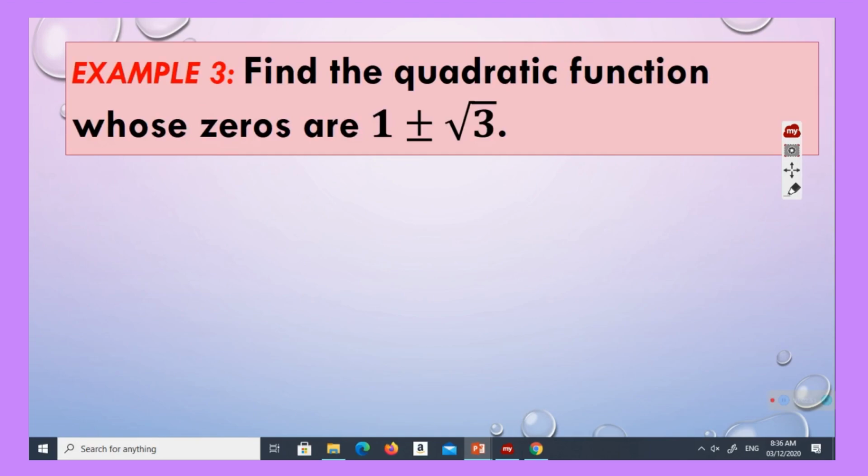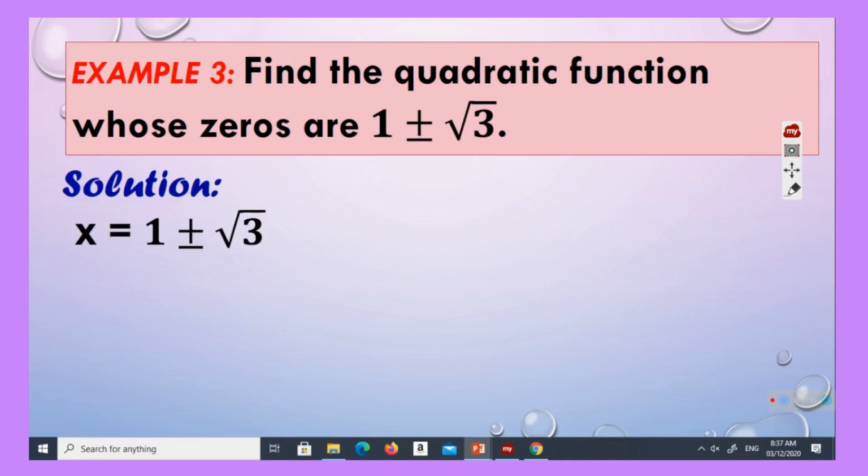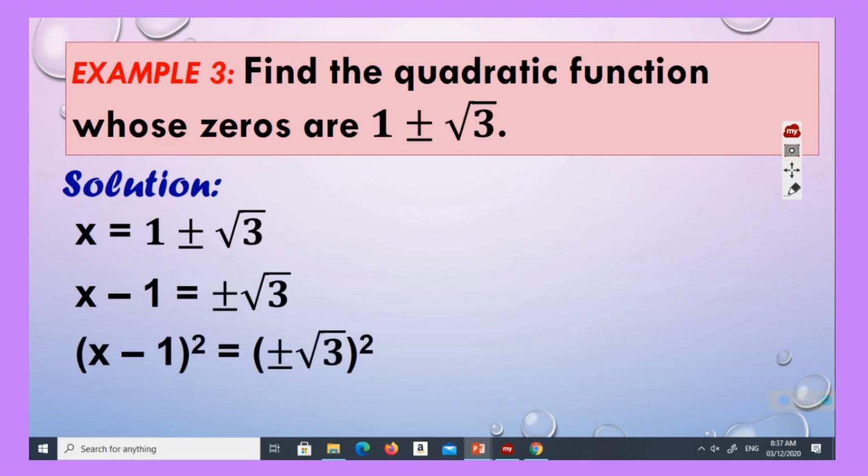Okay, next example 3. Find the quadratic function whose zeros are 1 plus minus square root of 3. Solution, we let 1 plus minus square root of 3 as x. So, x equals 1 plus minus square root of 3. So, let's move this one to the left side by addition property of equality. So, we will have x minus 1 is equal to positive or negative square root of 3. So, para matanggal yung square root sign dito sa 3, i-square natin both sides of the equation.